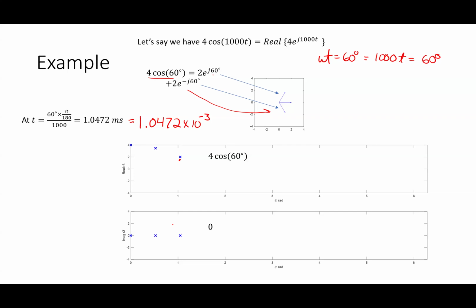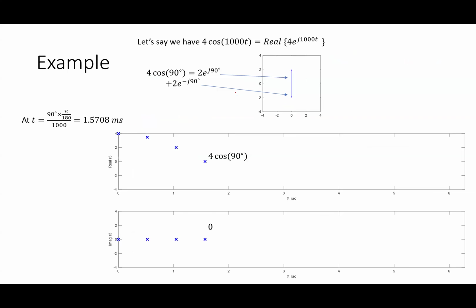What's going to happen when I get to 90 degrees? What's true about these two vectors, this one and this one? Where are they going to point? Up and down, right? So at 90 degrees, they're pointing up and down. What's the summation of those two things going to be? Well, I got one going up, one going down. What's the sum? 0, right? So the sum is 0. If I solve for that frequency, it happens at that time. What I see is the imaginary part still 0. The real part is 4 cosine 90, which is 0.